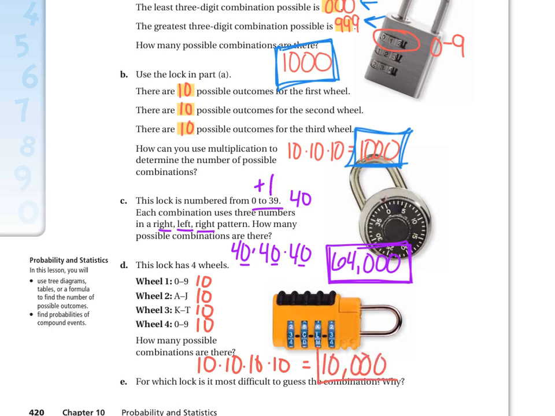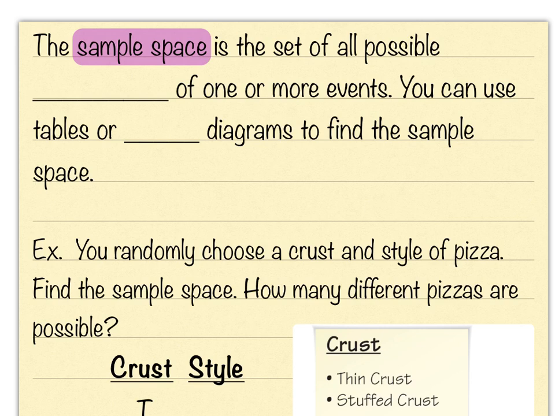So up here, we have a lock that has 1,000 different combinations. Here we have one that has 64,000, and then down here we have one that has 10,000. For part E, it says, for which lock would it be most difficult to guess the combination? It would definitely be lock C, this one here. So all of that's going to be useful for today's lesson.